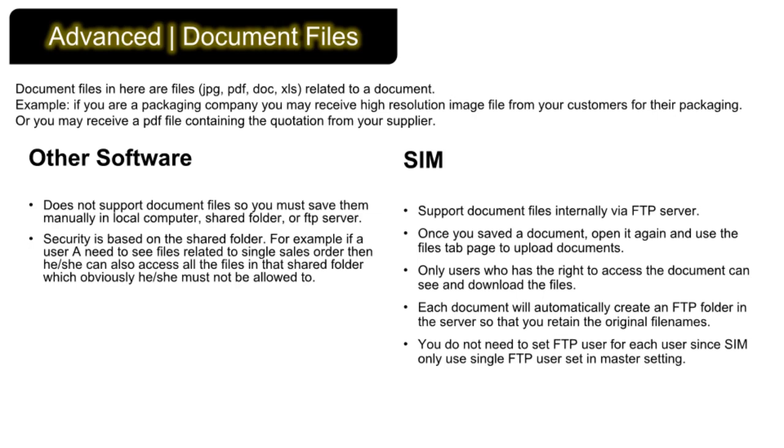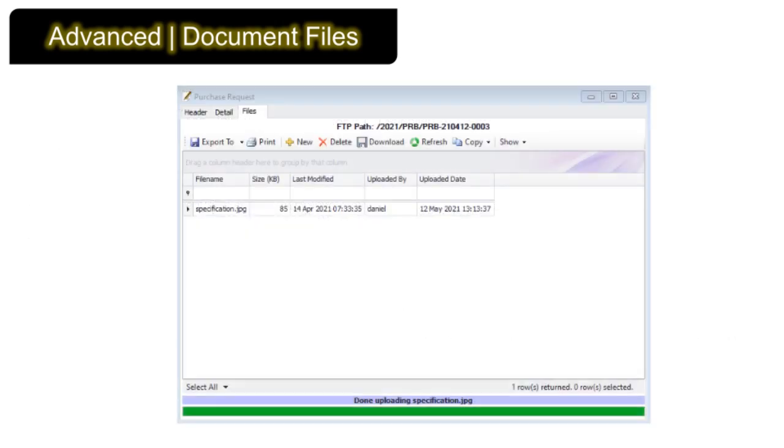Without document files facility, it is difficult to make it in order. This is the interface of the document files. It shows you the file name, file size, last modified date of the file. You can see that user Daniel is the one who uploaded this specification file on the 12th of May 2021. To download the file, just click the download button or double-click the row.